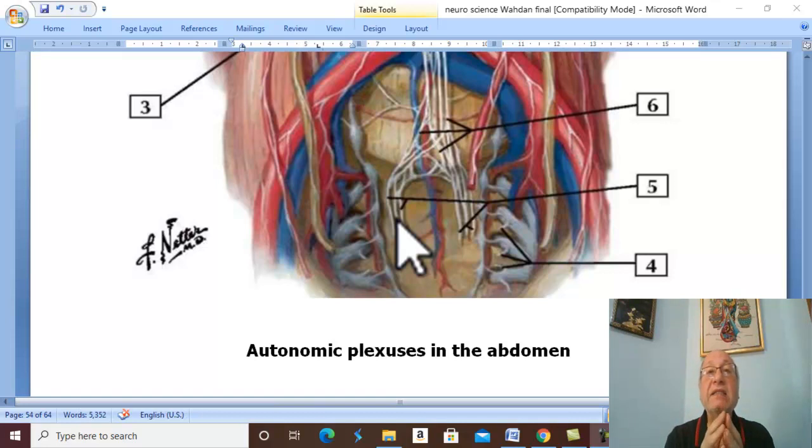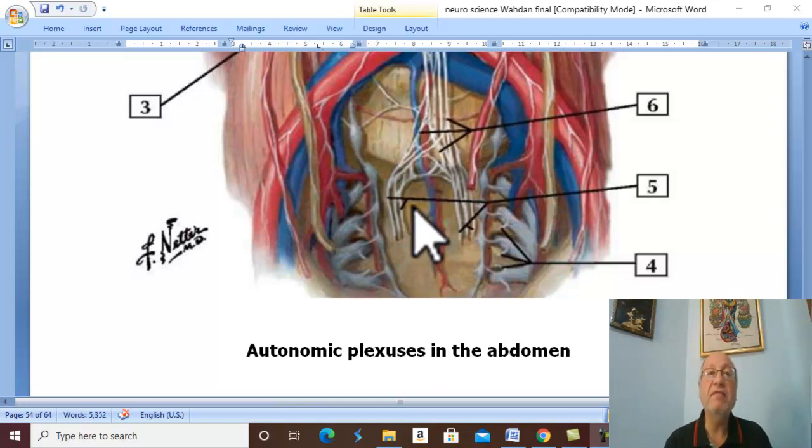Control sexual function. The most important is regulate erection. Therefore, pelvic splanchnic nerves are very important in excretion of urine, feces, and semen, sexual intercourse.